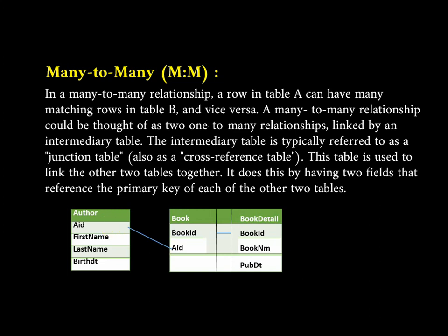Once again, we see the list of books and the list of authors. Each book may have one or more authors, and each author may have written multiple books. So in this case you have many books related to many authors. I hope you understood the one to one, one to many, and many to many relationships. All three relationships are different from each other.